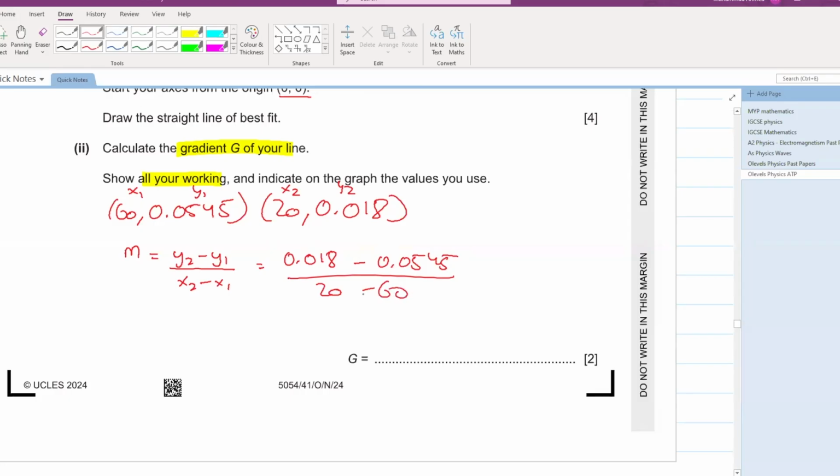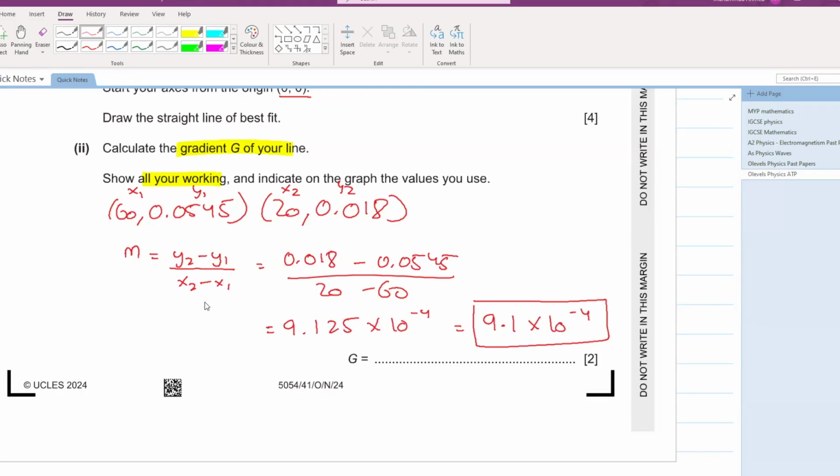What does your answer come out to be? 0.018 minus 0.0545 divided by 20 minus 60. This comes out to be 9.125 into 10 raised to the power of minus 4. But as I have told you, you can write your answers up to two significant figures or three significant figures. So I will keep it up to here. Simple. 9.1 into 10 raised to the power of minus 4. Simple as that, nothing complicated.